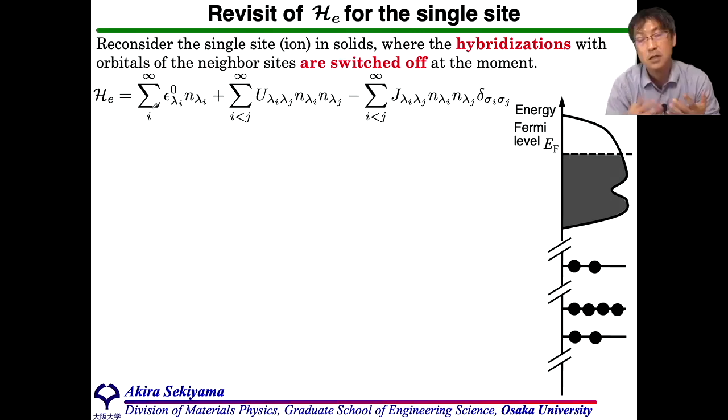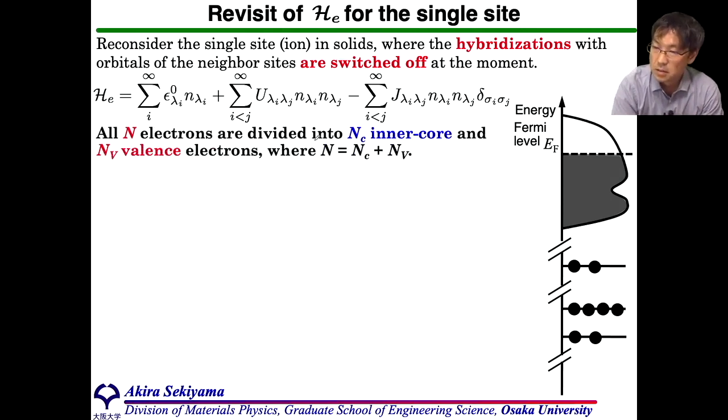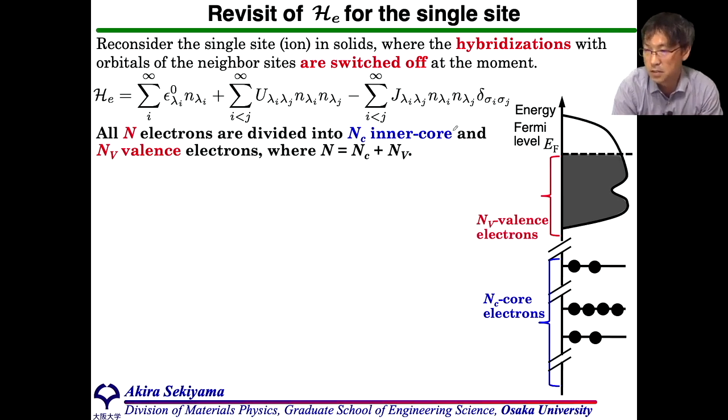This Hamiltonian stands for the many-body electron system, but on the single site. In the single site, all N electrons are divided into the atomic-like inner core electrons with a number of Nc and valence electrons with a number of Nv. Of course, when we consider the single site, the valence state should also be written as a discrete level, but this is a situation where we consider one site, or single site, in a crystalline solid. Then the valence band state is rather continuum.